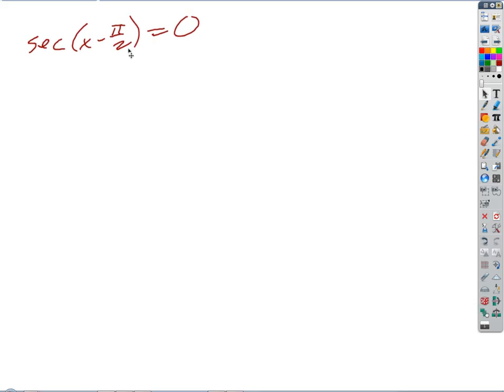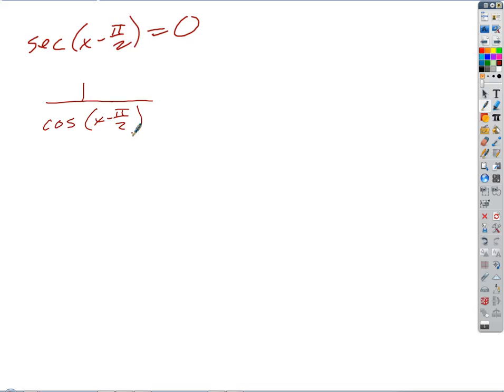So where does this happen? Well, let's rewrite this as 1 over cosine. Okay, and I don't even really have to go any further, do I? Does that ever equal 0?